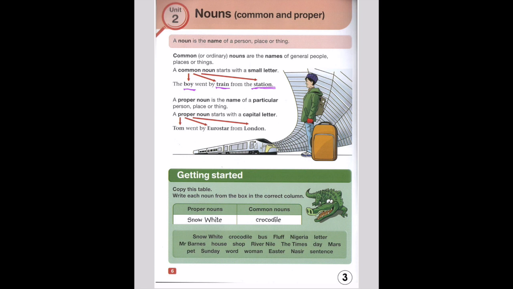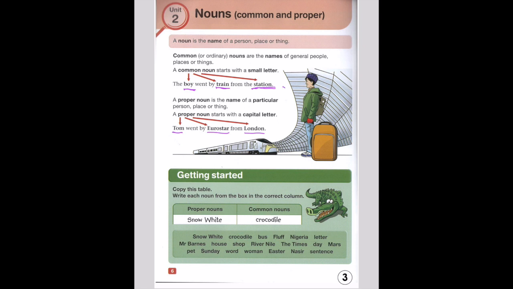Okay, a proper noun is the actual name of a particular person, place, or thing. They need capital letters because they're names. For example, Tom went by Eurostar. That's the name of the train. And Tom is the name of the boy from London. So that's the name of the place, the station.